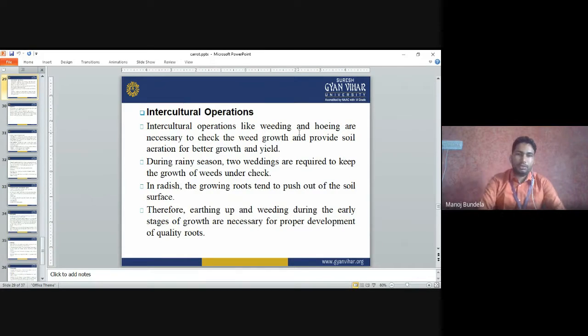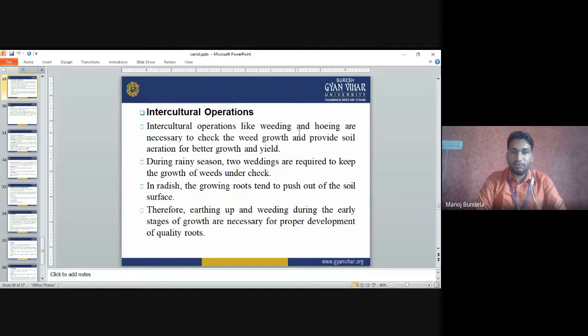Intercultural operation. The intercultural operations like weeding and hoeing are necessary to check the weed growth and provide soil aeration for better growth of the roots and yield. During the rainy season, two weedings are required to keep the growth of weeds under check.